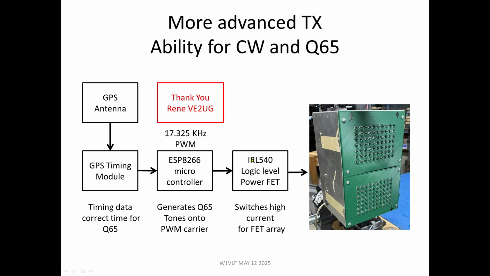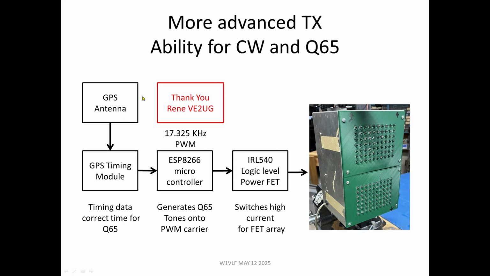So, what if you want to do something more than CW? What if you want to do Q65? What if you want to test the limits of what you can say? Say you have a path and you can see the signal there, but you can't copy the CW. Well, here's what's going on here. And I have to give Renee a big thanks, because he's the one who did all the programming for the microcontrollers and the GPS and timing modules.